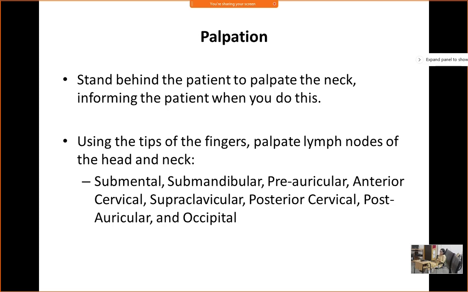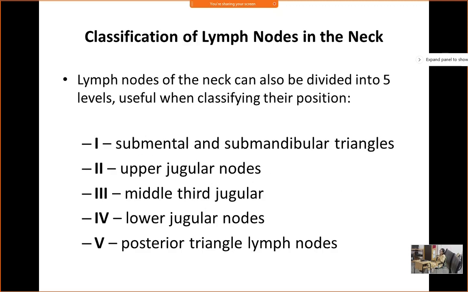So if these nodes are properly palpated in this order, from submental laterally, then going backside up to the occipital, you're not going to miss any cervical lymph nodes during the examination process. So these are the classification of the lymph nodes in the neck.